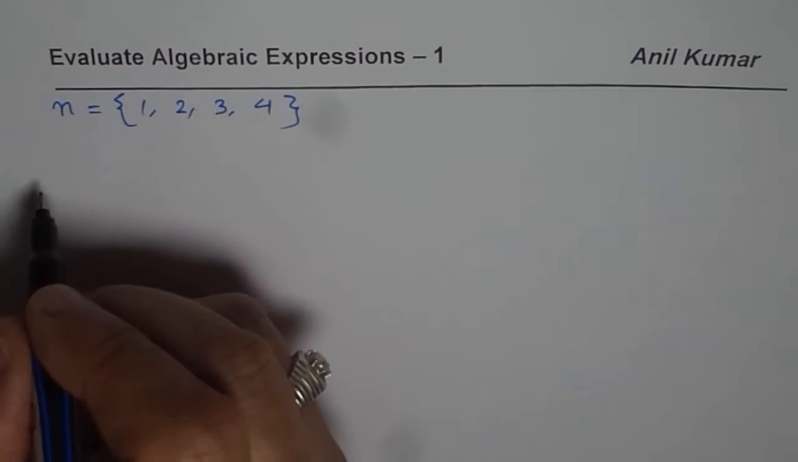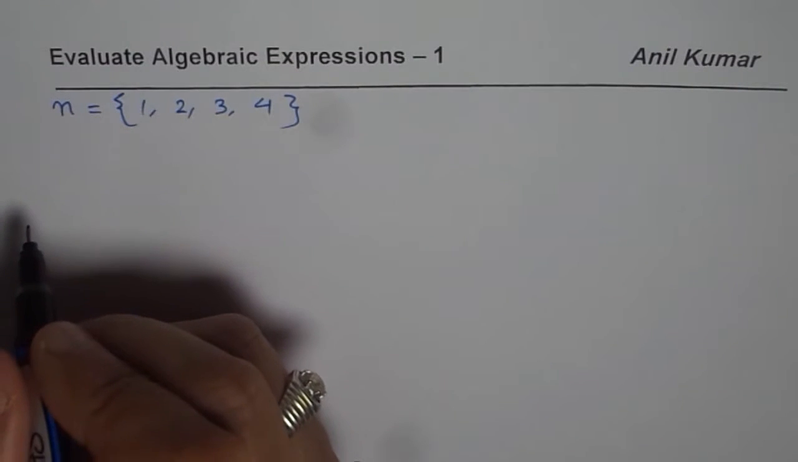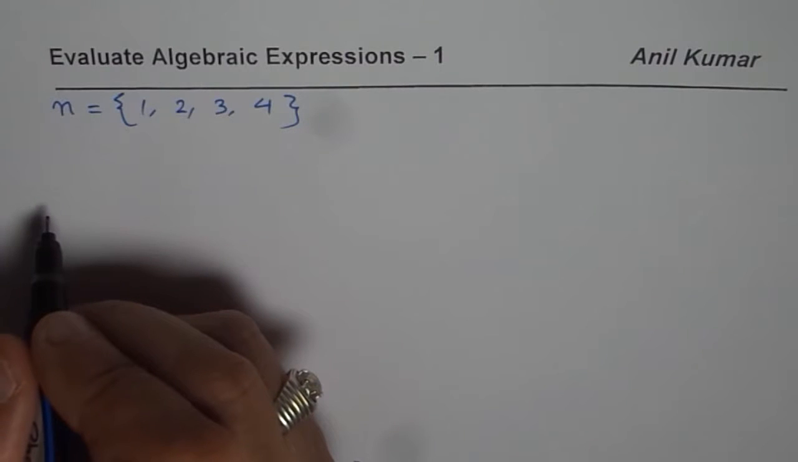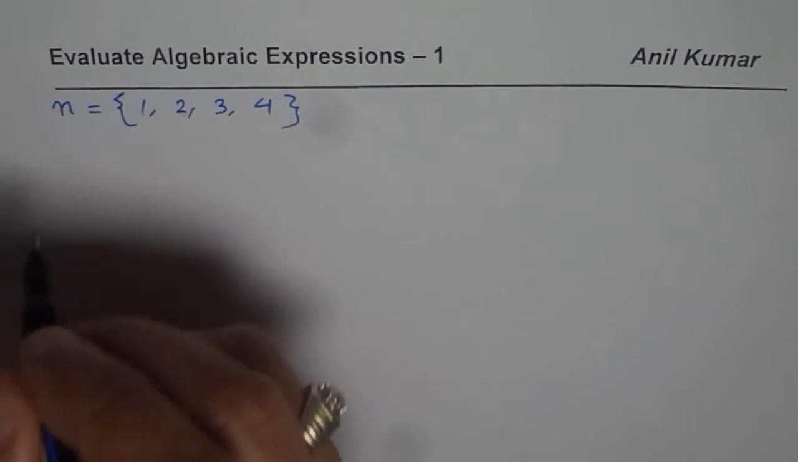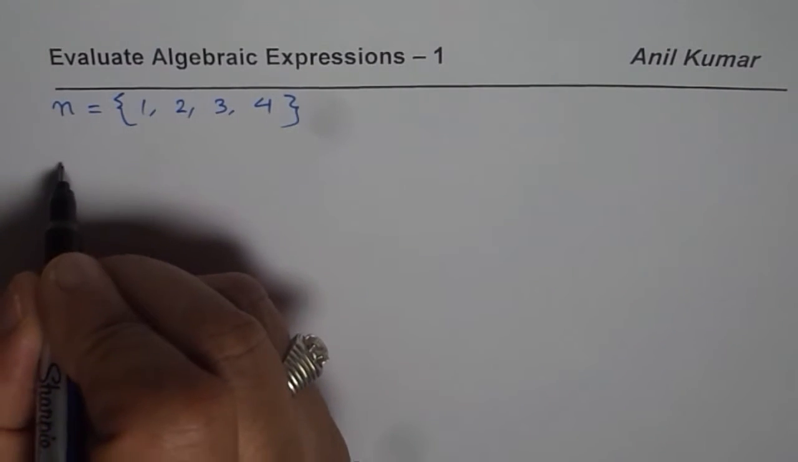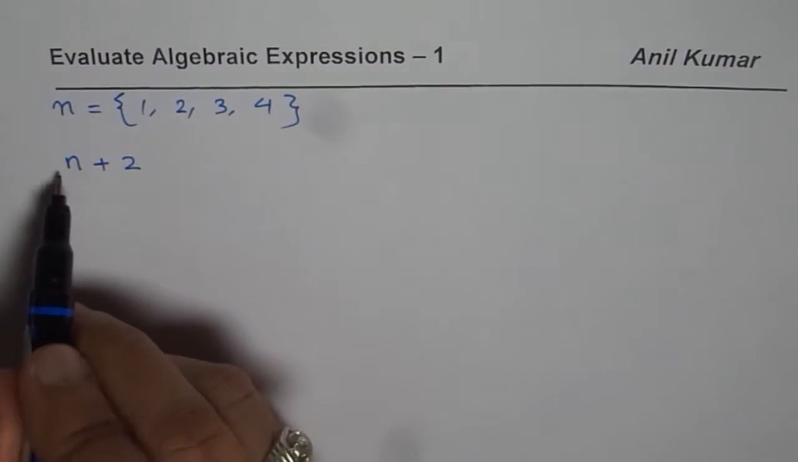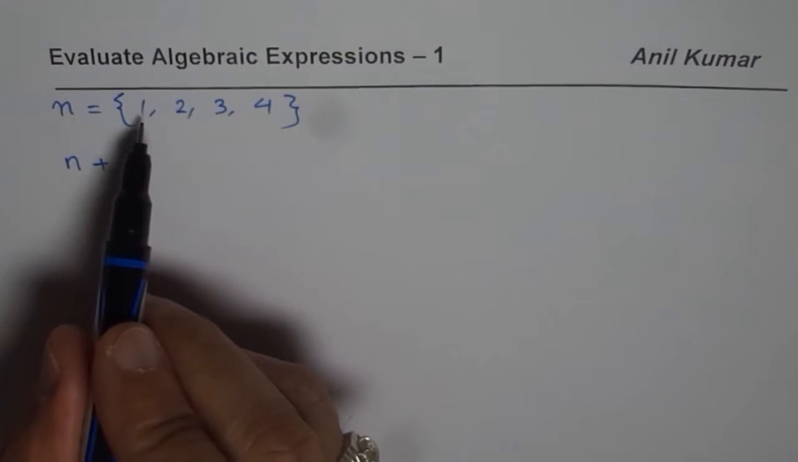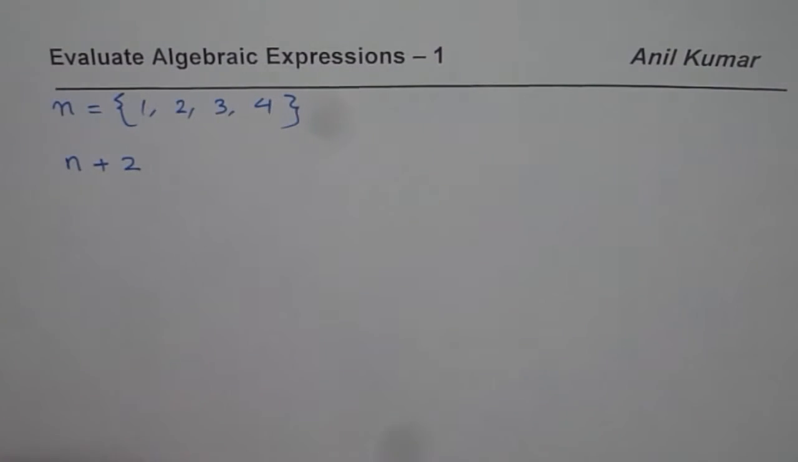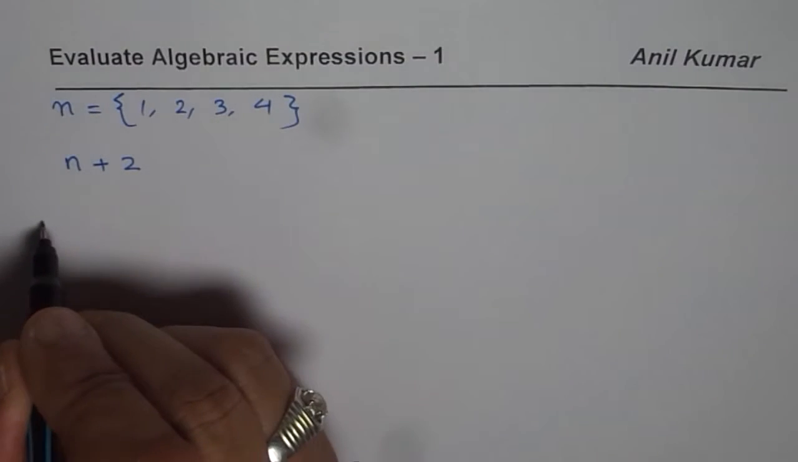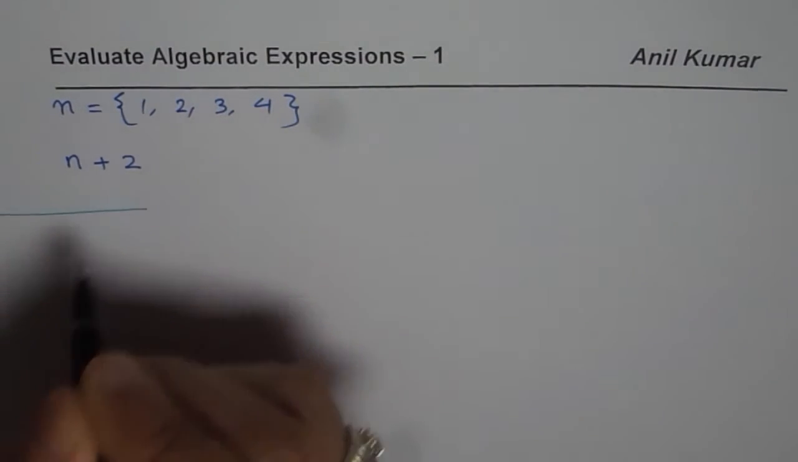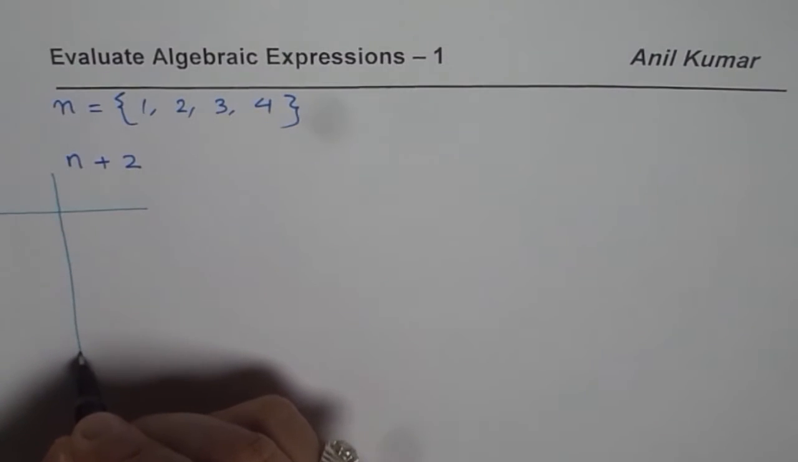right? For example, let us take an algebraic expression as 2 more than a number. If I say 2 more than a number, then my expression will be n plus 2. Now that algebraic expression we can find for all these numbers. How to do it is, one way is you can make a table of values. So you can make a table of values and we can make like a t-chart, right?